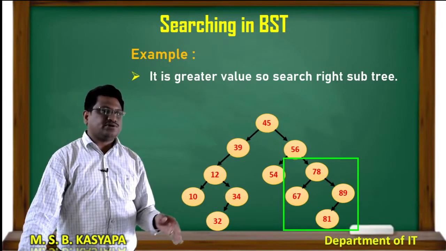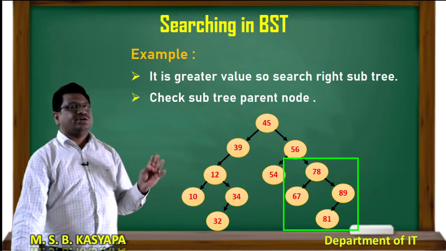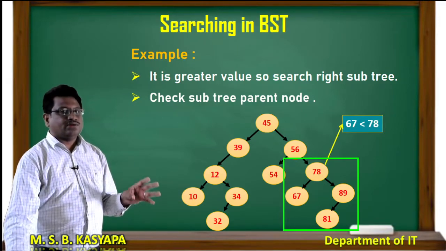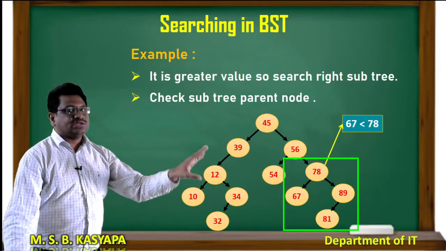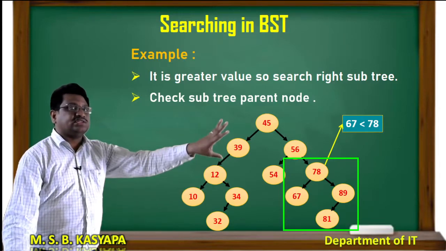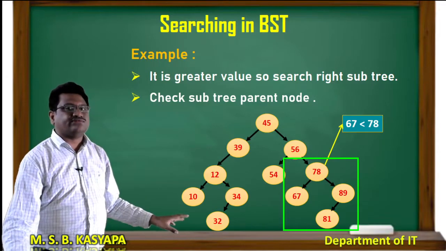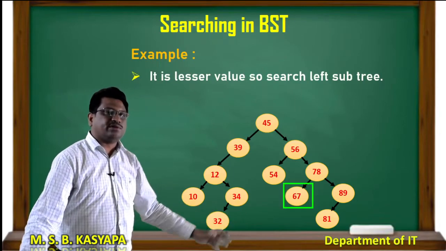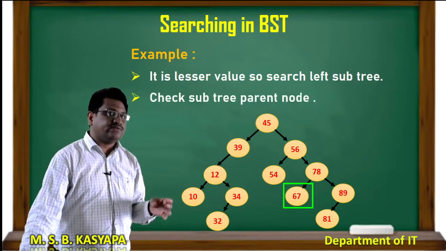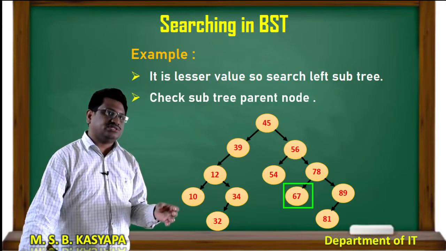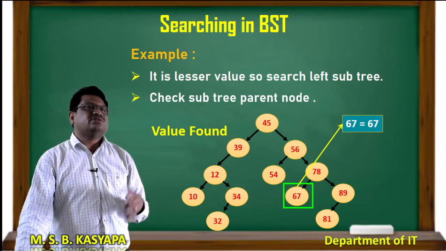Again the same process. Now I am checking whether 78 is equal to 67 or not. It is not equal, so I have to check whether it is smaller or greater. 78 is greater than 67, that means 67 is smaller. So, if it is smaller, I have to go to the left subtree, which is 67. Again I am checking whether this 67 is equal to 67 or not. Yes, it is equal, so I will say the value is found.